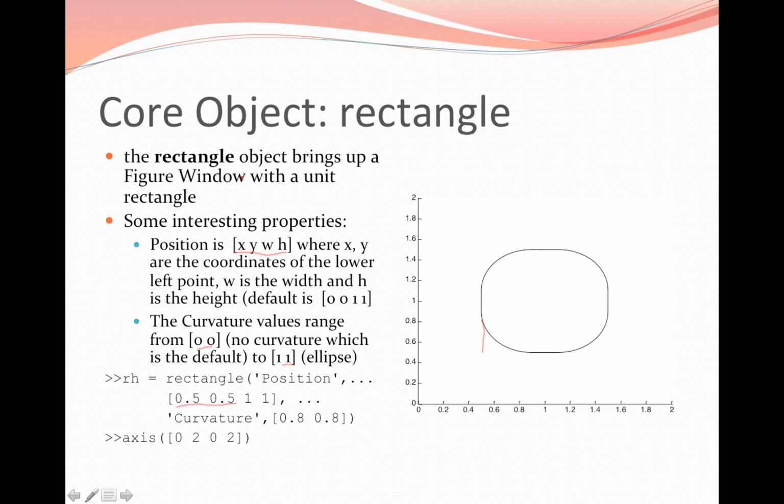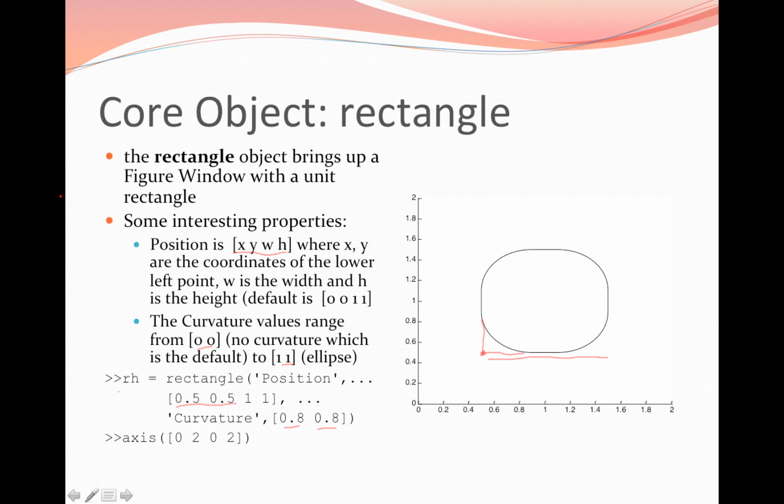So if you take this rectangle and you actually sort of extend this, that would be the point 0.5, 0.5. So again, the lower left-hand corner of the rectangle, if it had a corner, if it wasn't curved. And then the width is 1, so from 0.5 to 1.5, and the height is also 1. Now the curvature in this case, we gave a value of 0.8, 0.8, so it's not a full ellipse, but it's pretty close. So all of the corners are very rounded.